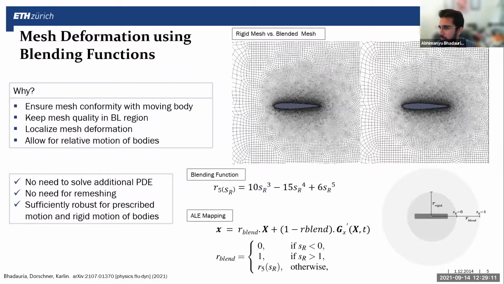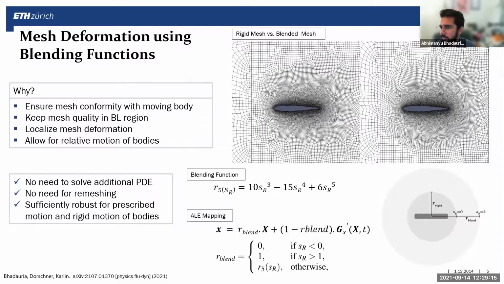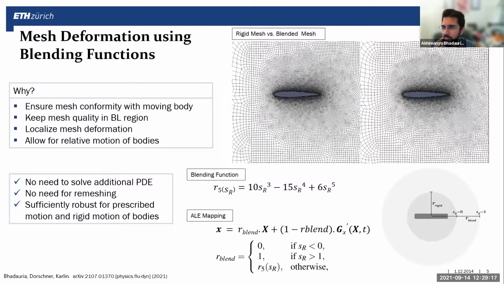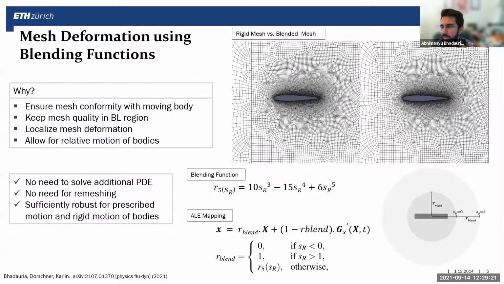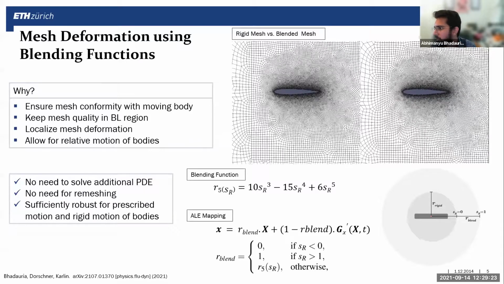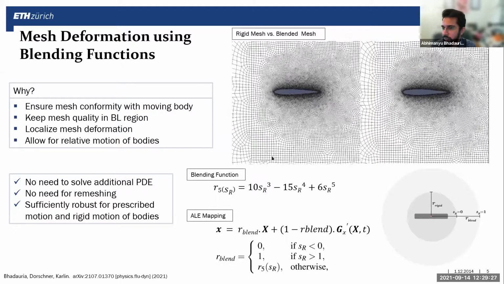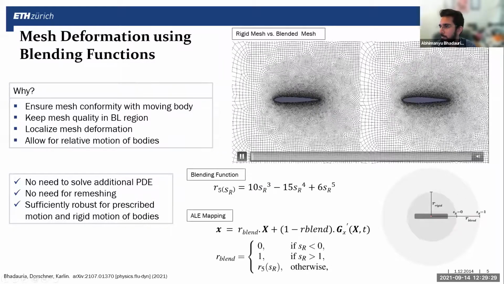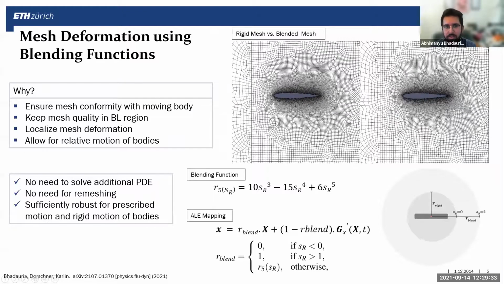There's an animation here that can show you how this works. Essentially, we have an aerofoil that's plunging. On the left, we have what would happen if we had a rigid deformation, so the whole mesh is essentially moving together. And on the right, you can see the result of this blending function approach that leads to this localization of mesh deformation.